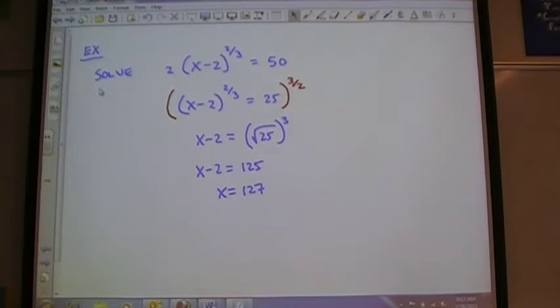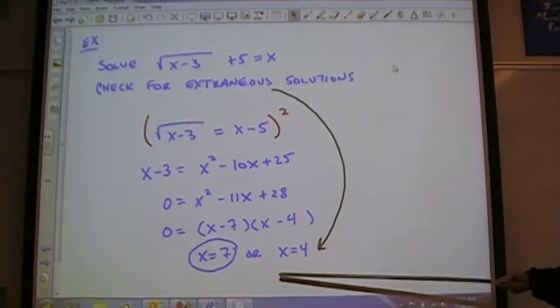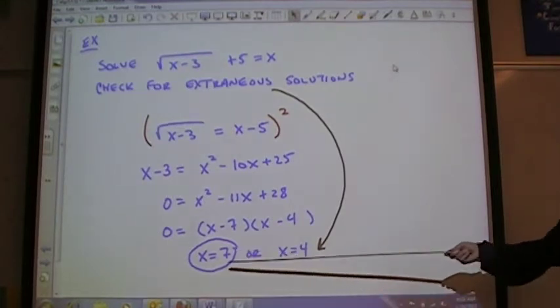Alright, next example. And this is what I was talking about. Check for extraneous solutions. We've talked about extraneous solutions. Extraneous solutions are solutions you get when you work it out, but they don't work when you plug them back in. That's why you need to check your answers. Probably in this section, when it says check for extraneous solutions, then you're most likely going to have an extraneous solution. Not guaranteed. They both could end up working, neither one of them could end up working, or one of them could end up working.